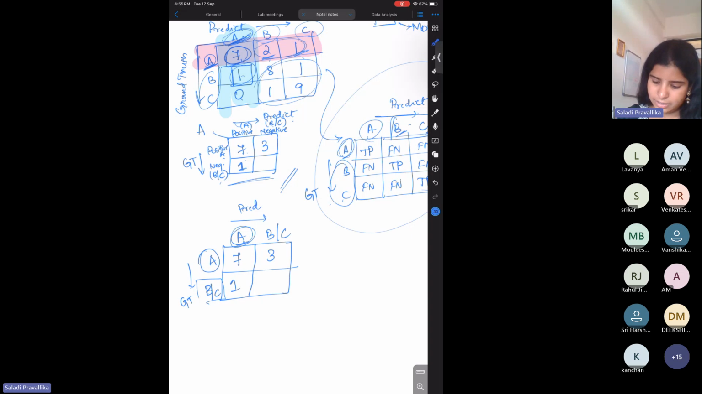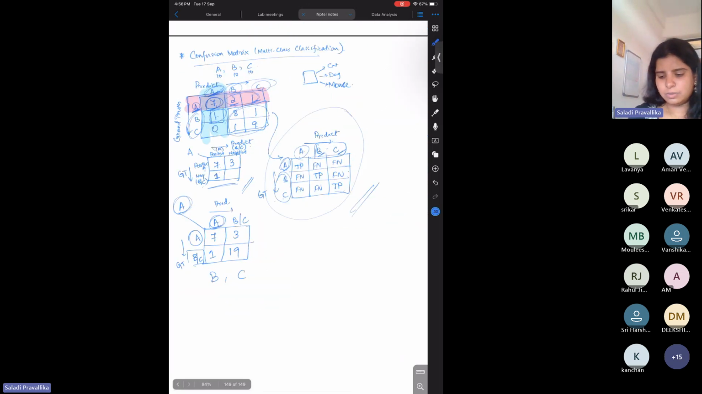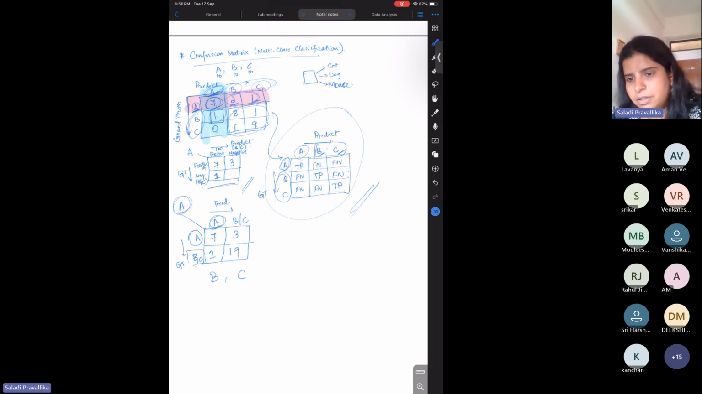And this one is where my predictions are B and C and my ground truths are B and C. That is these 4 values. So 8 plus 1 is 9, this one is 10, and 10 plus 9 is 19. This is specific to only class A. Like that, I can do class B and then class C, and write different confusion matrices. This was also asked last week, so I just wanted to cover it here.